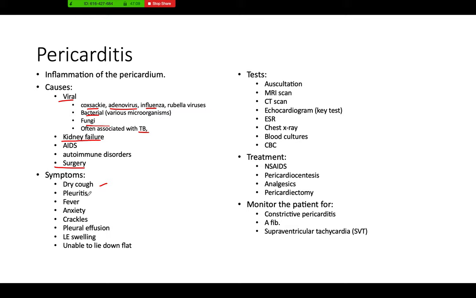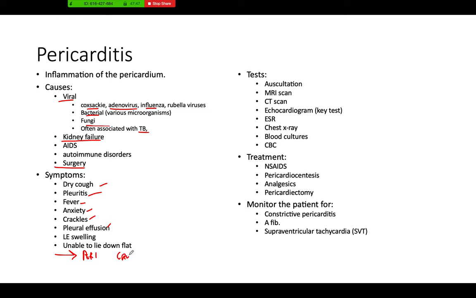Symptoms here, dry cough, pleuritis or irritation of the pleura as well, fever, feelings of anxiety, crackles, effusion around the lungs themselves, lower extremity swelling, inability to lie flat, the things we associate with right heart failure we can see with pericarditis. And the last thing that I'd like to add on to here, which is the one sign that almost always confirms pericarditis, like if you hear this, it's 100% pericarditis, is something called a pericardial crunch. All right, peri and then crunch.